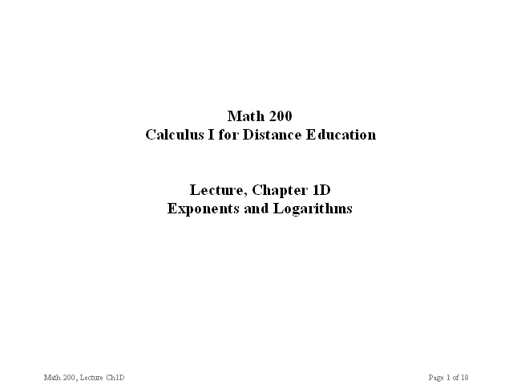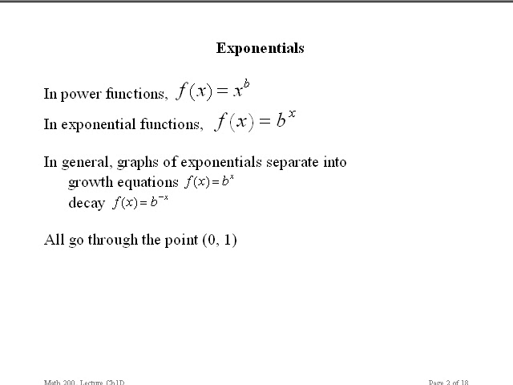This is Lecture 1D for Calculus 1 on exponents and logarithms. Previously we were looking at the power function. In the power function, the variable is in the base of the exponent. For exponential functions, the situation is reversed, and now the variable is up in the exponent.